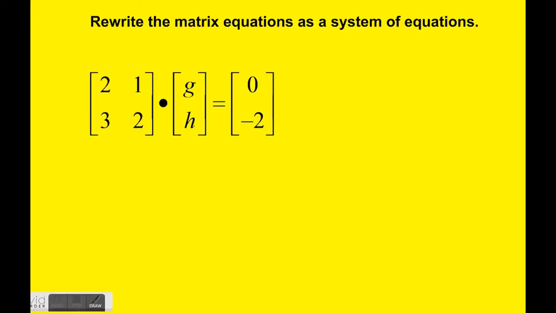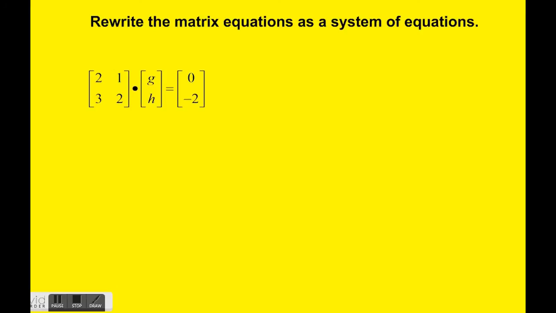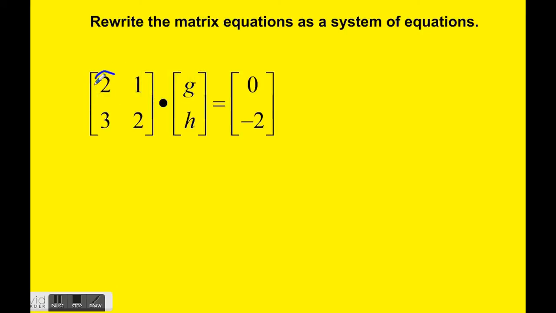So next we're going to look at taking a matrix equation and rewriting it as a system of equations. I'm going to start with the first row of my matrix equation, and I'm going to multiply it by the column of my variable matrix. 2 times g is 2g, 1 times h is h, and that is equal to my first solution of 0.